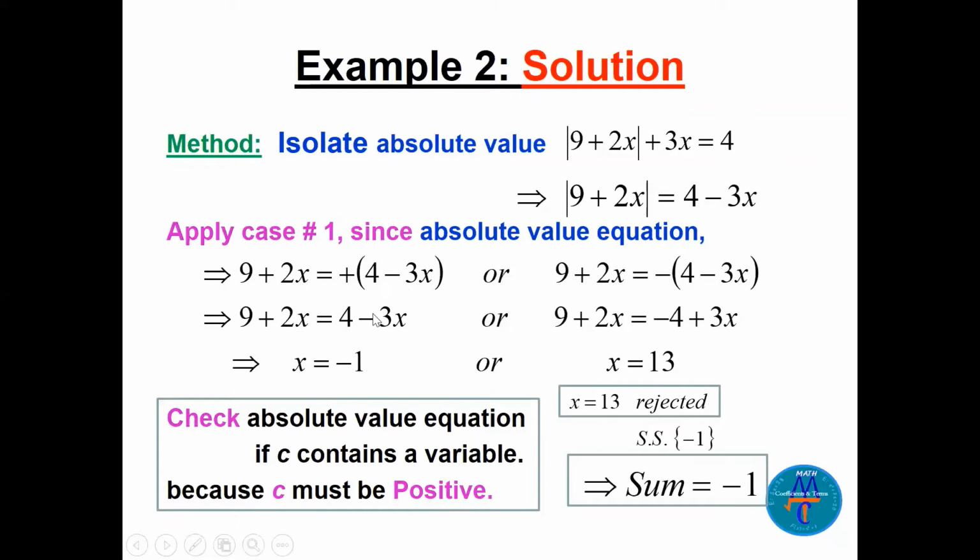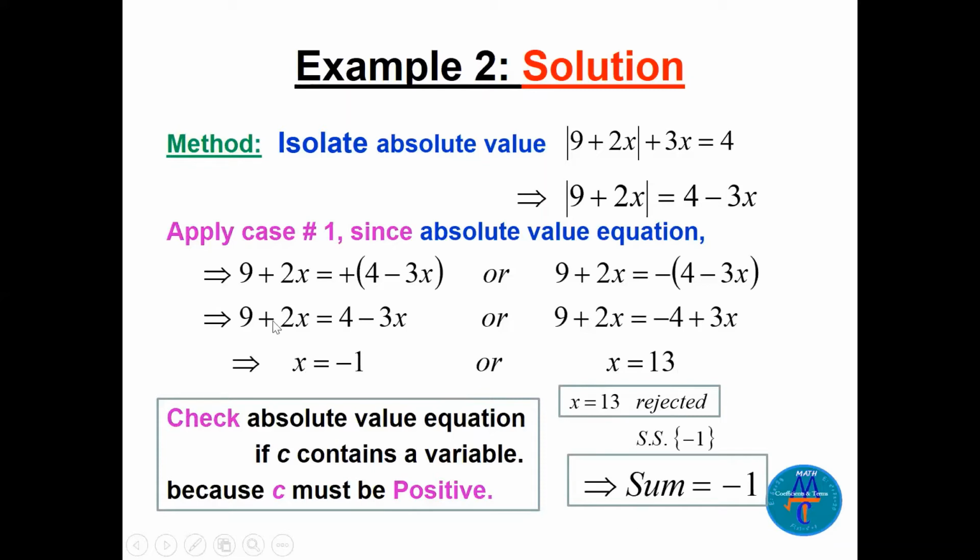Now simply when you solve this equation, you get x equals minus 1 or x equals 13. We cannot tell by looking which one is the solution or whether both are solutions. So what do we do? Check. Take 13 here: 4 minus 3 times 13 is a negative number, so 13 is rejected. Take minus 1 there: 4 minus 3 times minus 1 is 7, a positive number.